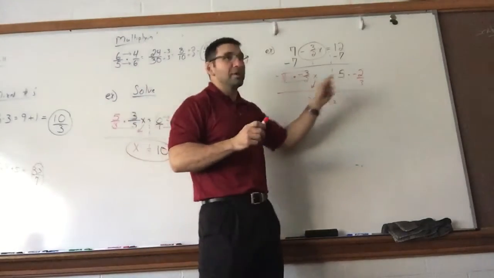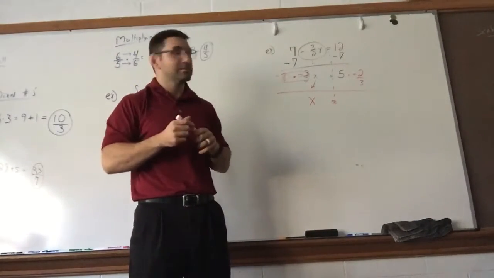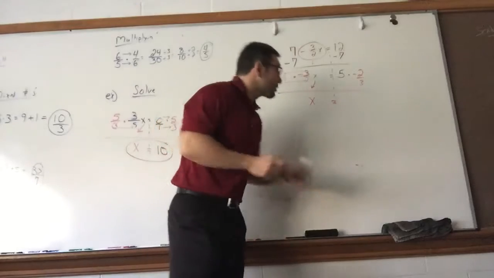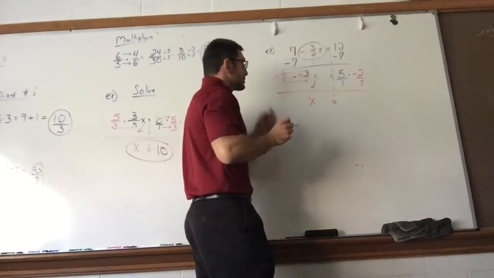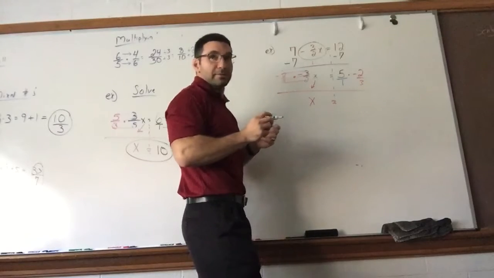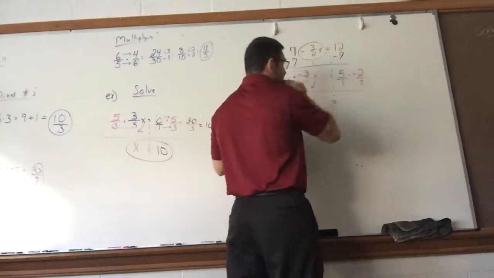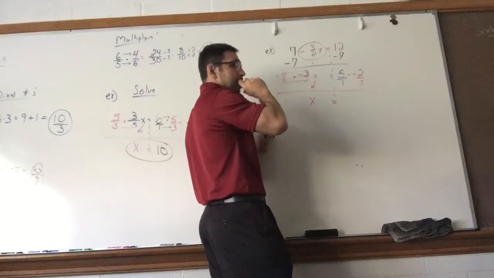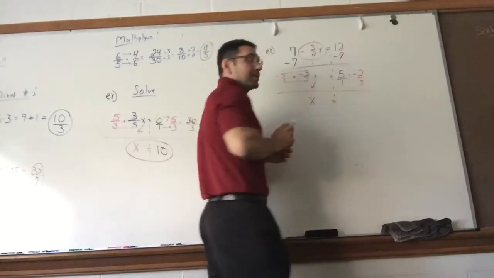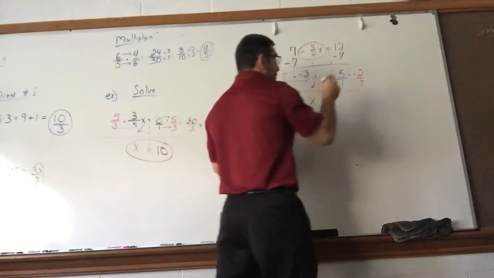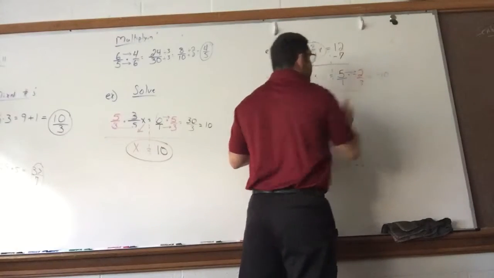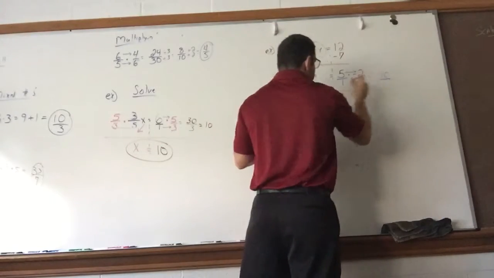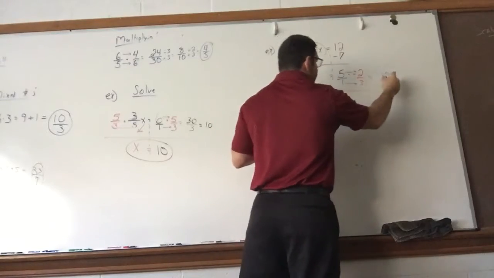How do I multiply across here? Maya? Make the 5 into a fraction: 5 over 1, with a denominator of 1. Now what? Multiply. What am I multiplying? 5 times 2 is 10, and negative 10. Good, because it's a negative 2, so negative 10 over 3. 1 times 3 is 3.